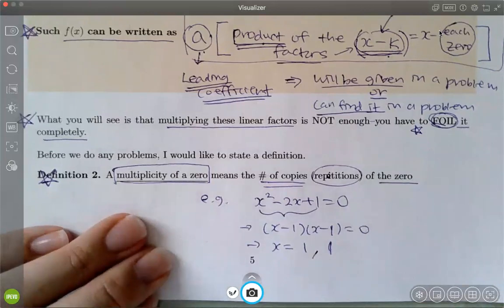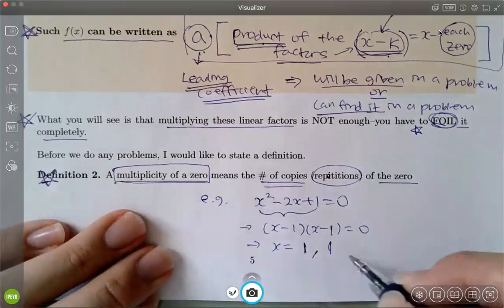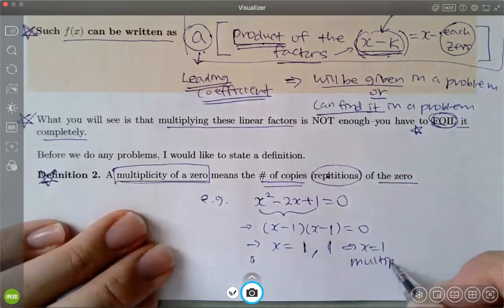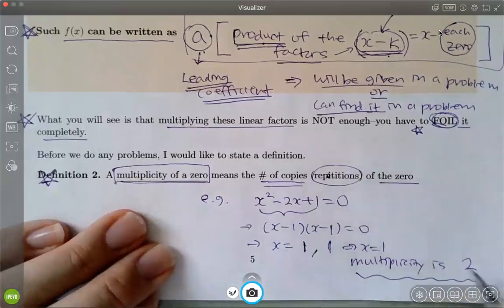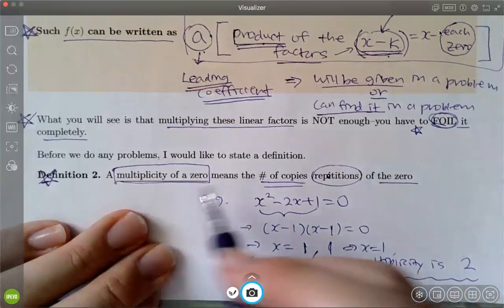So here, even though the answer is 1, what is the multiplicity of 1? The multiplicity is equal to 2, right? Why? Because we got two copies of 1. So that's what the multiplicity means: the number of copies of each zero.